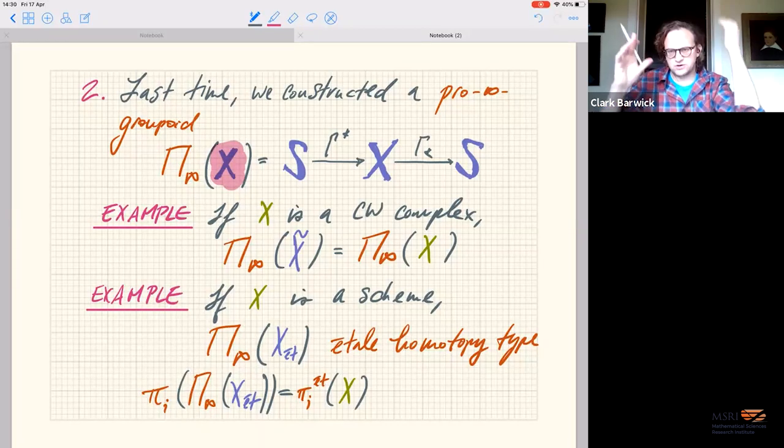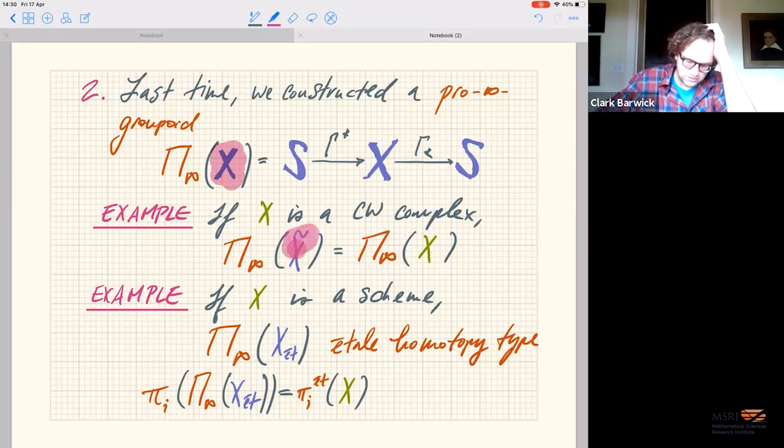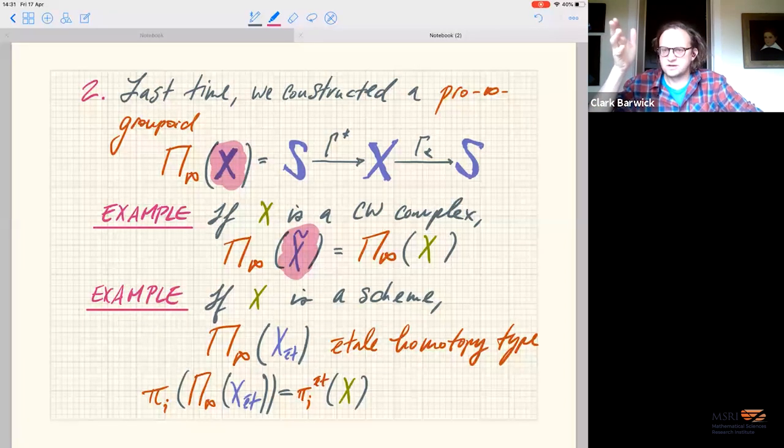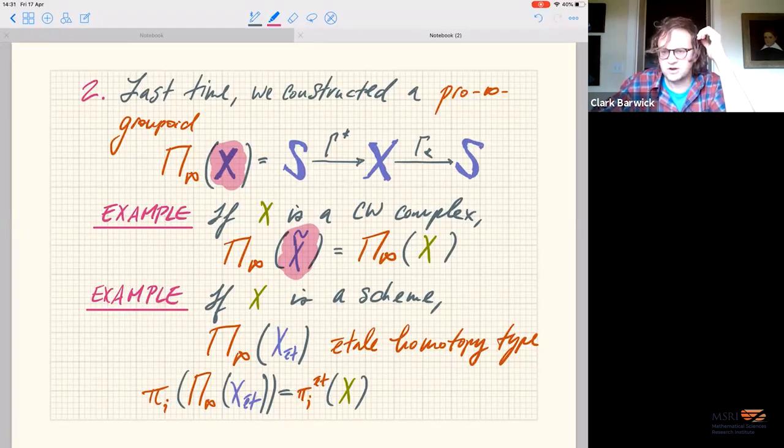If you construct this pro infinity groupoid and apply it to the category of sheaves of spaces on your favorite CW complex, then you're going to reconstruct the actual homotopy type of your CW complex. So the idea here is that if you look at all sheaves of spaces on your favorite CW complex, then you can use this construction, this pro infinity groupoid, to reconstruct the homotopy type of your space. And so this is the very strong sense in which sheaves actually determine a homotopy type for you.